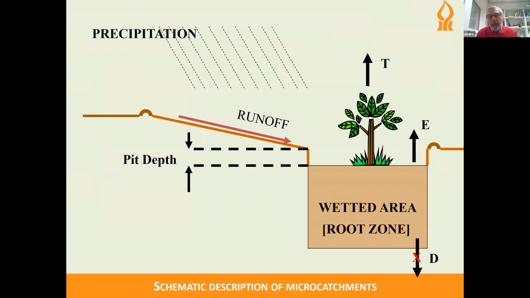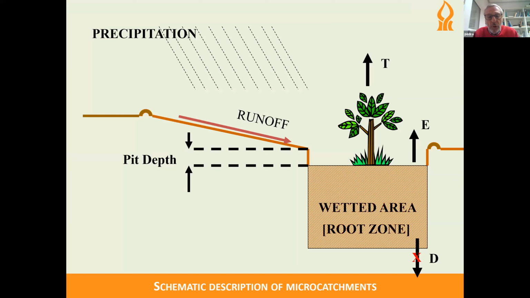If we look now at the detail of a microcatchment, how it would look, we have just here the area which generates the runoff. It has to be gently sloping in order to make sure that the water flows into the pit, in which we can plant preferably a tree, even though something else could be planted as well.